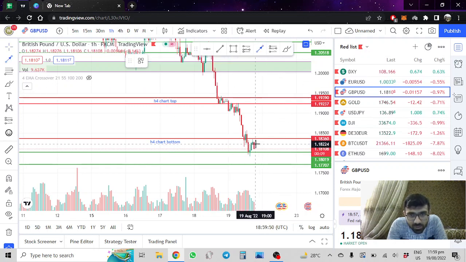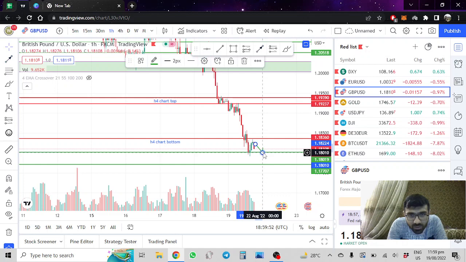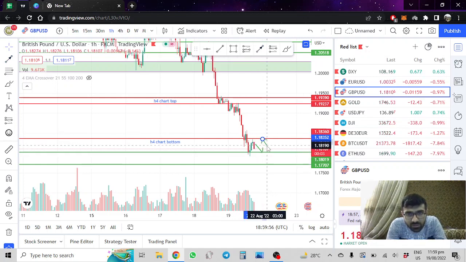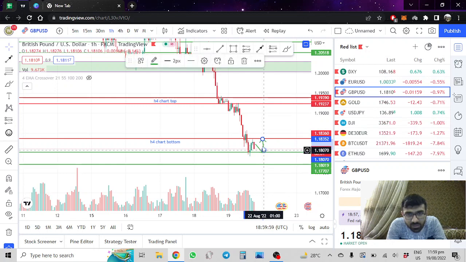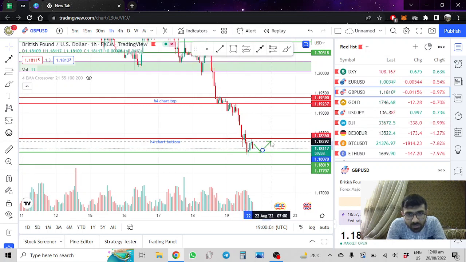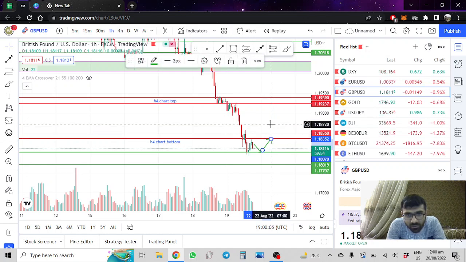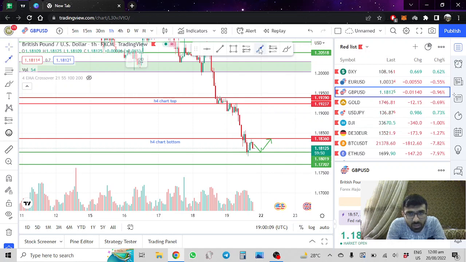So what are we gonna do? We are gonna wait for this area to be tested. Then if this area is tested and the market closes above this area, then maybe you can go long from here. Okay, now let's have a look at the selling areas.